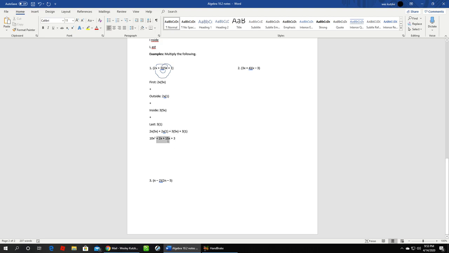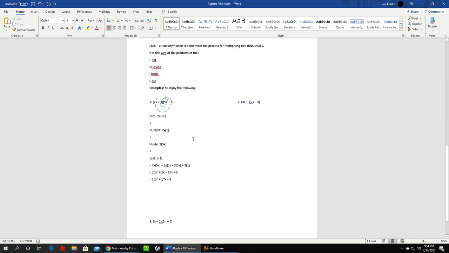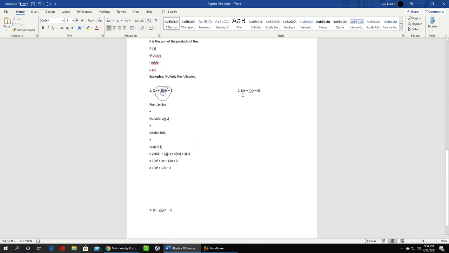And then you notice here, there's a 2x and a 15x. You can combine those. So the 10x squared is going to stay the same because there's no other x squareds to combine with it. Plus now 17x plus 3. And that would be it. You'd stop here. These are all equivalent to each other. That's why I'm putting those equal signs. It's just breaking it down further. Rewriting it. Okay. So then we'll just go over another couple examples here.